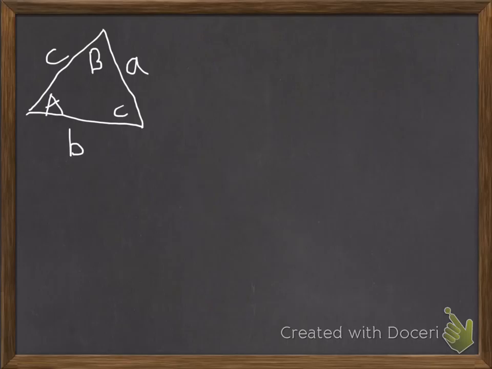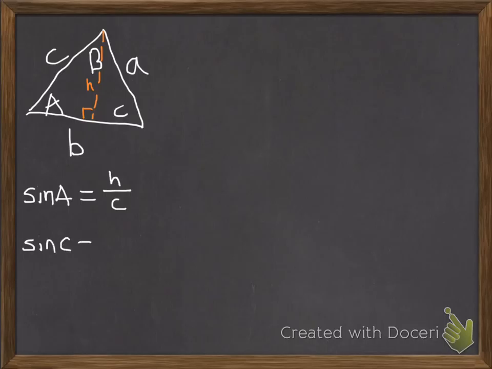ABC, where angles are uppercase and the sides are lowercase. We're going to drop a perpendicular from angle B so that we can form a right triangle, and we'll call that height H. Now I can use the fact that sine is the opposite over the hypotenuse. So sine of angle A is the opposite, which is H, over the hypotenuse, which is C.